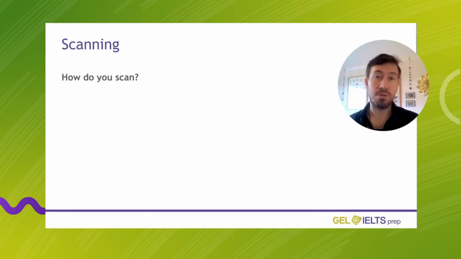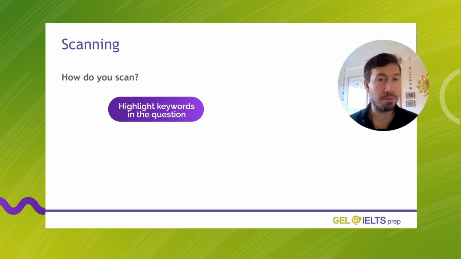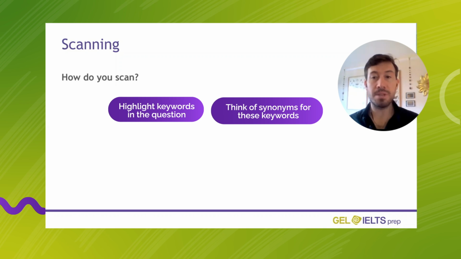So let's look at how to scan. So the first thing we need to do is to highlight the key words in the question. Then we need to think of synonyms for these words. So when we're saying keywords, we mean the most important words. And then once we've chosen the most important words, we need to think of synonyms, or words that have the same meaning as those words.